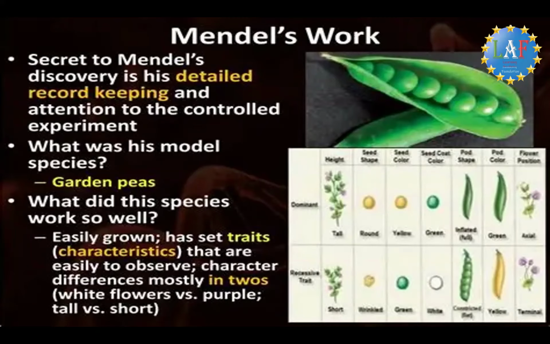Character differences are mostly easy to choose. For example, for height, the dominant is tall, the recessive is short. For seed shape, dominant is round, recessive is wrinkled. For seed color, dominant is yellow, recessive is green. For seed coat color, dominant is green, recessive is white. For pod shape, dominant is inflated, while recessive is not inflated. For pod color, dominant is green, recessive is yellow. And for flower position, dominant is axial, recessive is terminal.